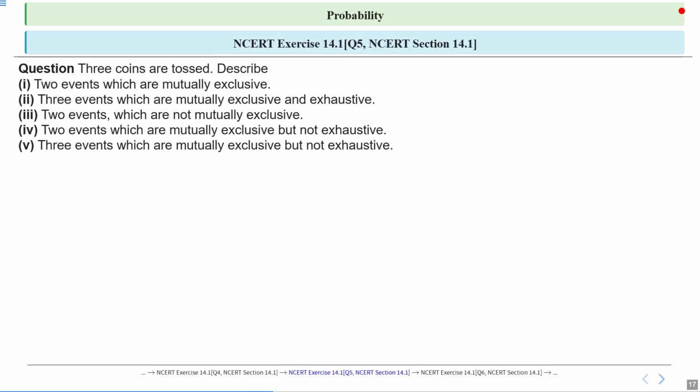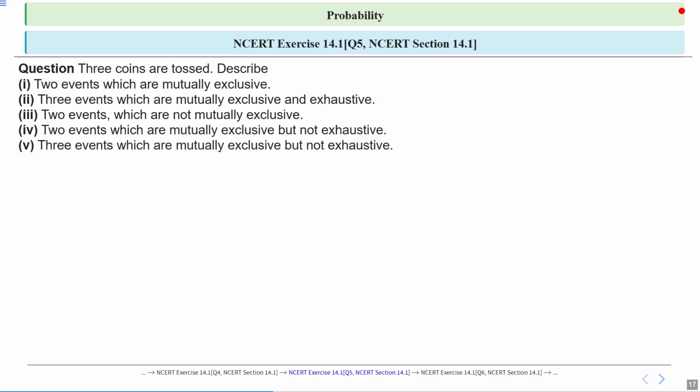Now look at question number 5. Read the question very carefully first. What is given in this question? Three coins are tossed. Now describe the following events: first, two events which are mutually exclusive; second, three events which are mutually exclusive and exhaustive; third, two events which are not mutually exclusive; fourth, two events which are mutually exclusive but not exhaustive.